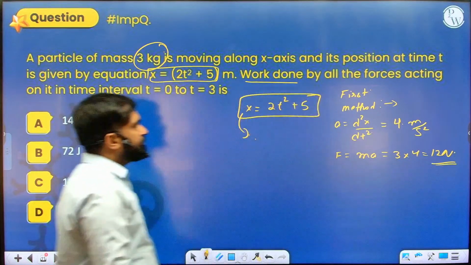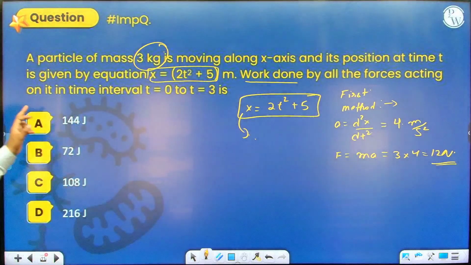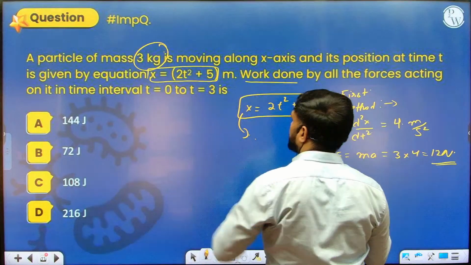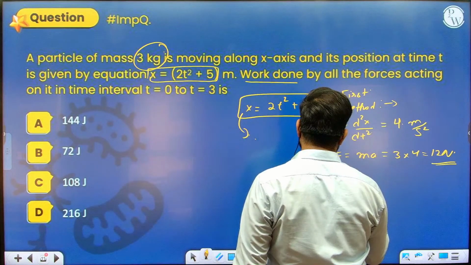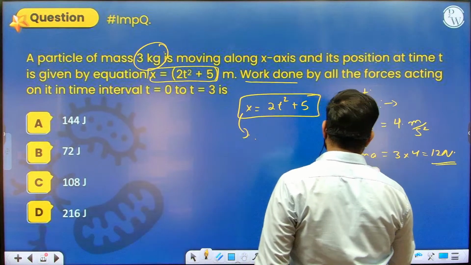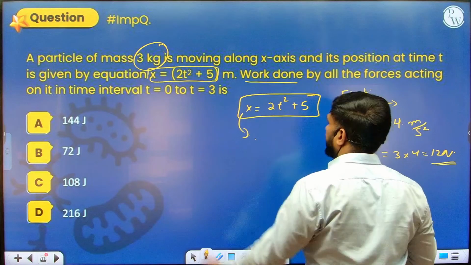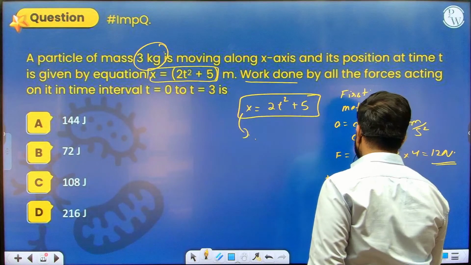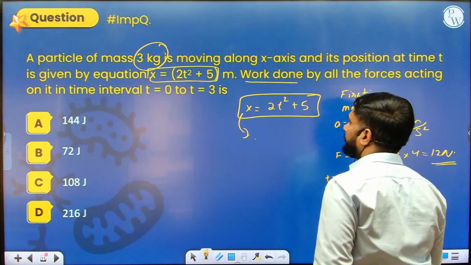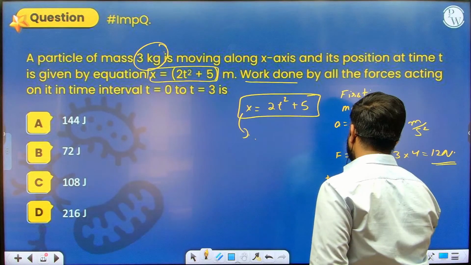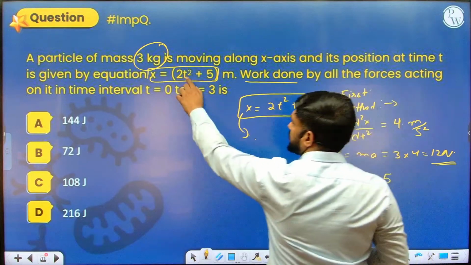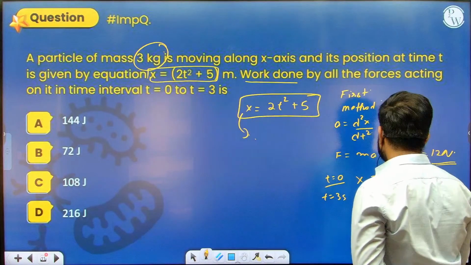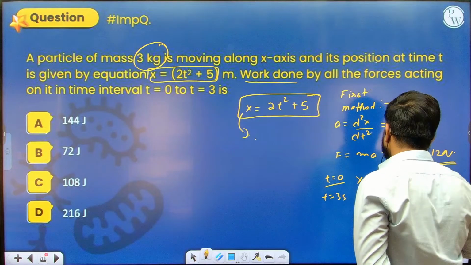That's it. If I got the force, they're asking from the interval 0 to 3, so I'll get the displacement. At t equals 0, the x initial will be 5. And at t equals 3, x will be, this will be 9 and this is 2, so 18 plus 5 is 23. Okay?